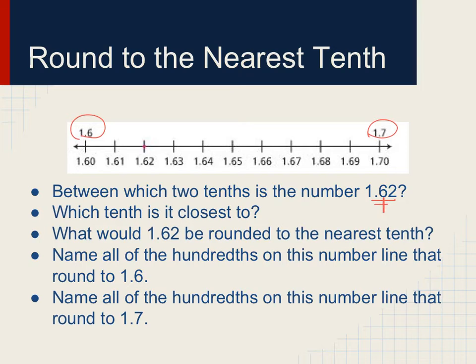Another way to think of that is to put a 0 on the end of that number to make it an equivalent decimal. Now you can see that 1 and 6 tenths is the same as 1 and 60 hundredths, and 1 and 7 tenths is the same as 1 and 70 hundredths. 62 comes between 60 and 70. When we plot 1 and 62 hundredths, we can see that it is definitely to the left of 1 and 65 hundredths, so it would stay at the tenth that we have just passed, 1 and 6 tenths.